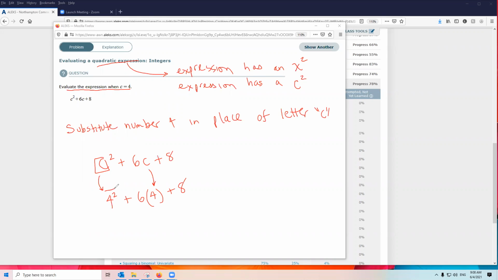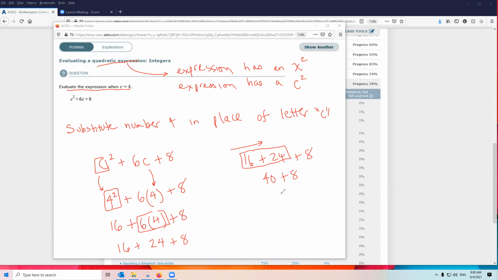Order of operations says you should always do exponents first. So I'm going to work out 4 to the exponent 2, that's 16. Next do multiplications. So 6 times 4 is 24. Let me write this over here. Now I have additions. Order of operations says now go from left to right. 16 plus 24 is 40. And finally, 40 plus 8 is 48.